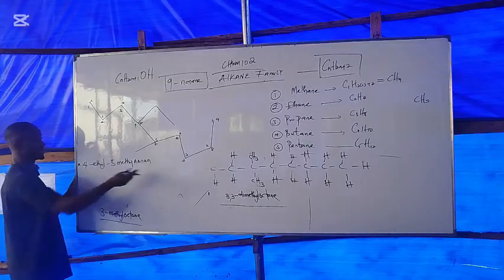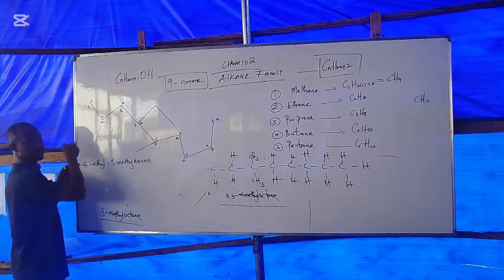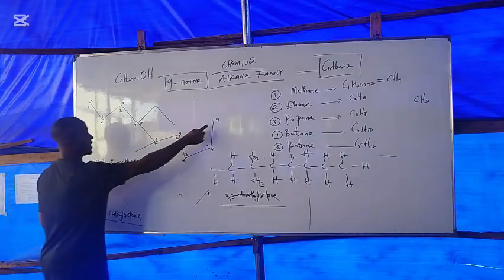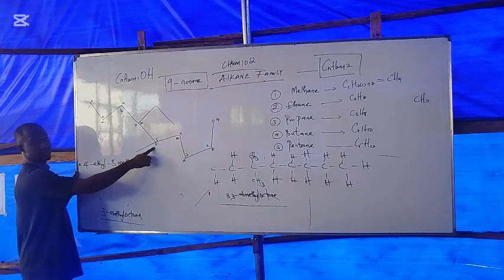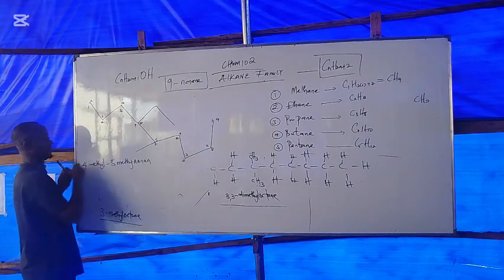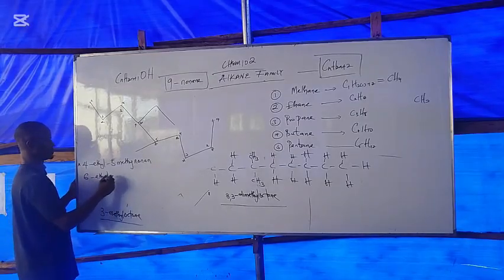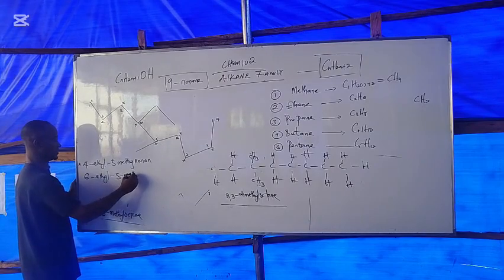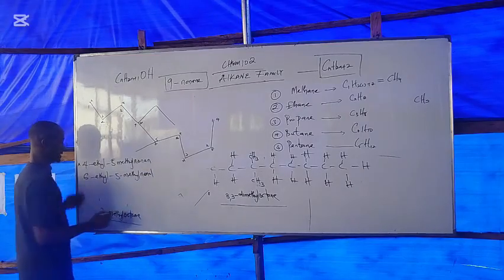Let's take it from this way. Can we take it from this side? Here we have 1, 2, 3, 4, 5. Is it not? This is on 6. Can we say it is 6 ethyl? 6 ethyl. What will be here? 5 methyl, nonene. Which one is the answer?